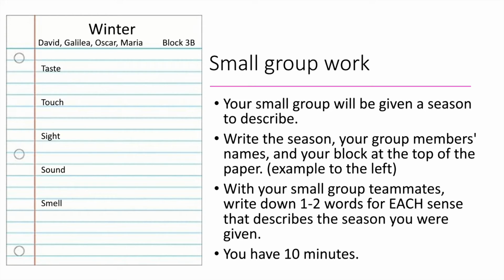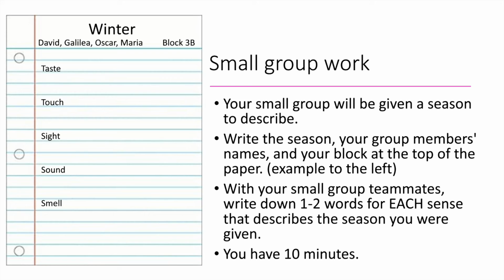Now, I need you to write the season, your group members' names, and your block at the top of the paper. You can see an example over to the left. So at the top of mine, it says winter, and then below I have my 4 group members' names, David, Galilea, Oscar, Maria. You might notice that some of your older siblings' names are in here. Whoa! I also put the block on there. Obviously, you are not block 3B. Please put your correct block.